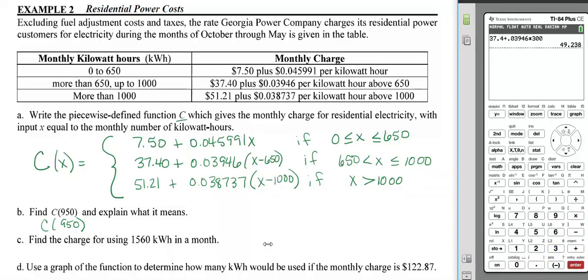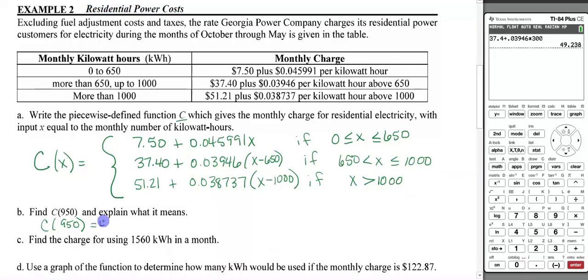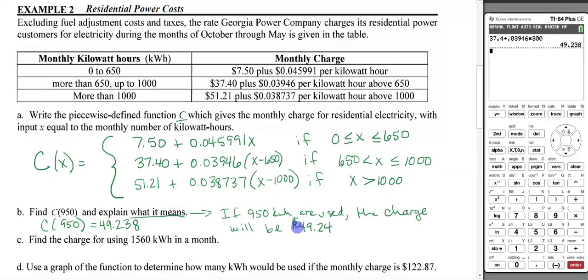And that's 49.238. Of course, practically, what it means is that if 950 kilowatt hours are used, then the charge will be $49.24. Make sure that you're rounding to the nearest whole cent. We don't want to have 8/10 of 1 cent.